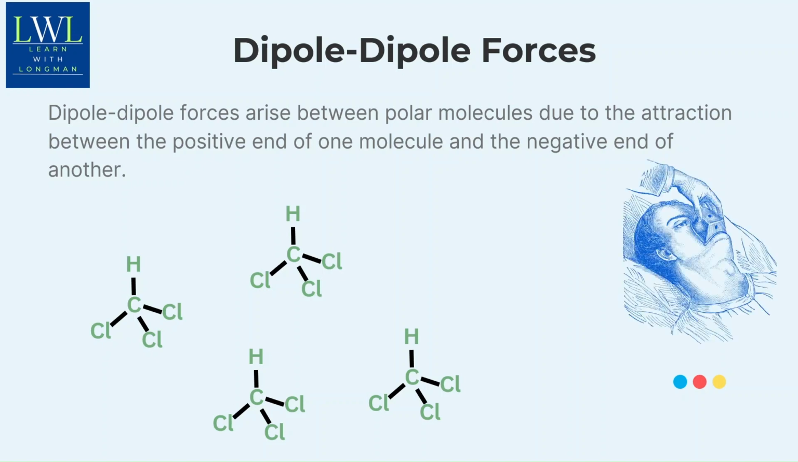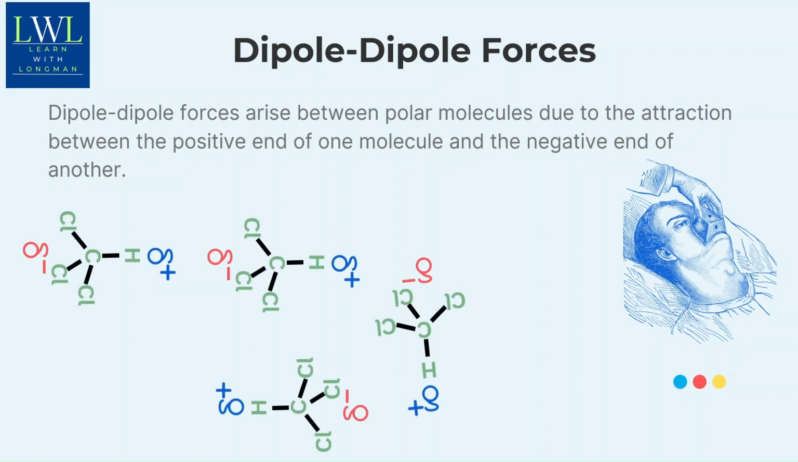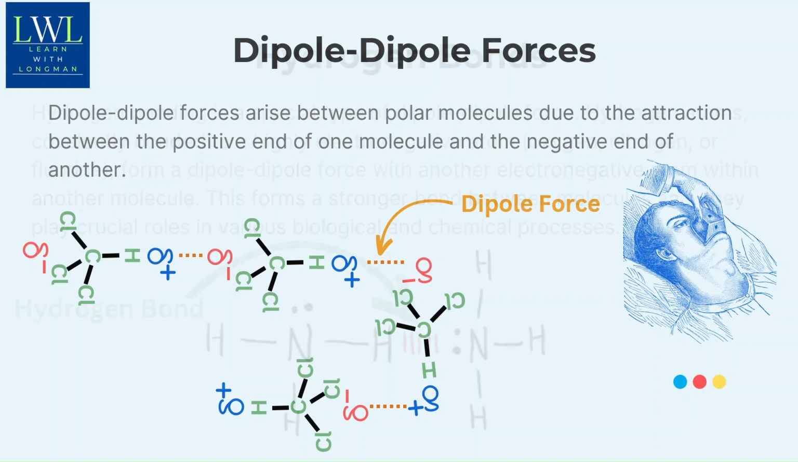The chlorine-containing end has a partial negative charge, and the hydrogen-containing end has a partial positive charge. When a sample of these molecules are together, they will arrange so that the positive end of one molecule is nearby to the negative end of another. This produces dipole-dipole forces, or bonds. So these are the dipole-dipole forces which hold the molecules together. All in all, dipole-dipole bonds are fairly strong intermolecular forces.